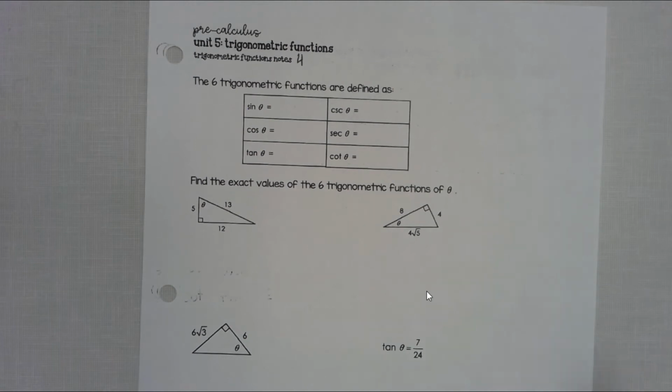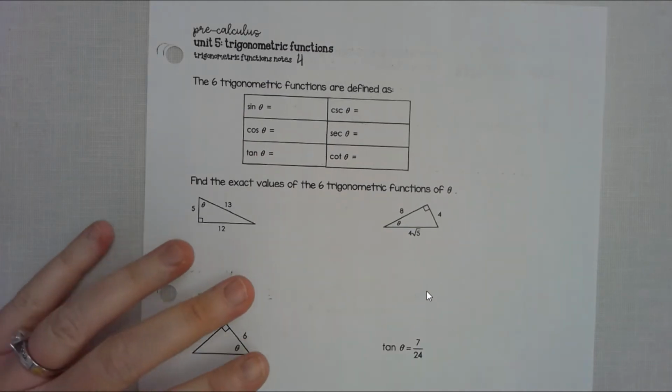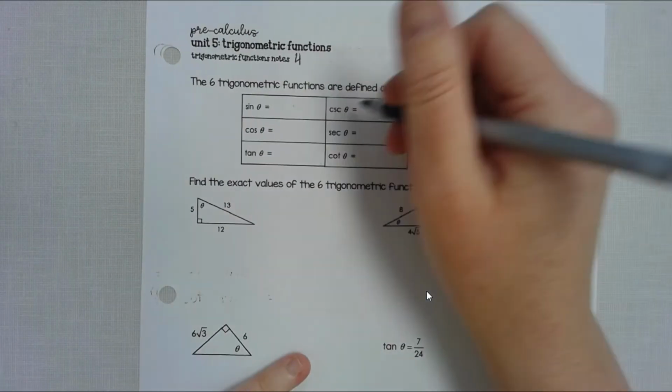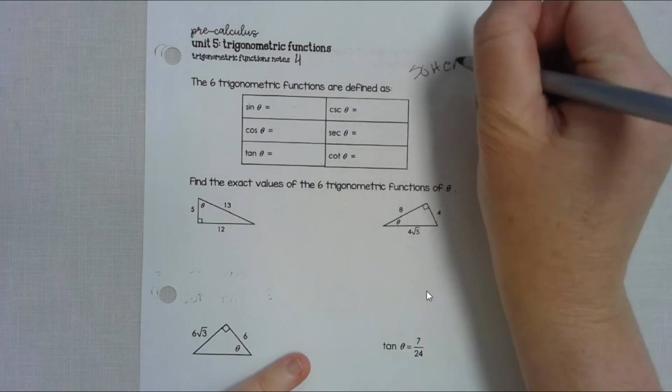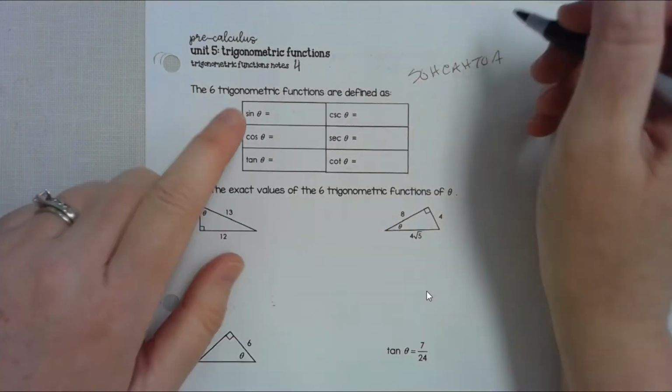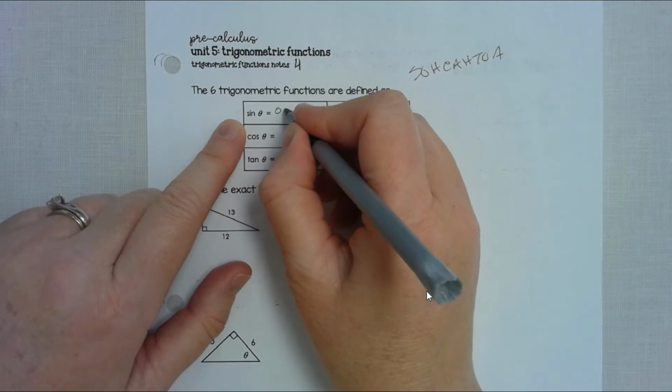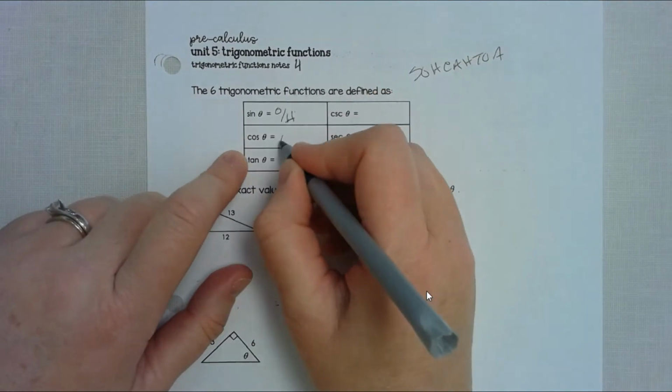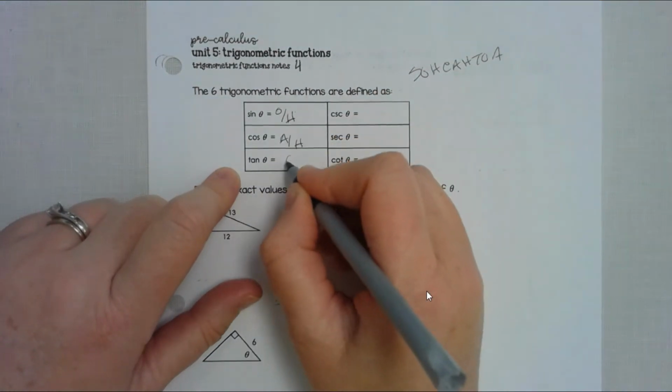All right, so today we're going to be talking about trigonometric functions. And so hopefully you remember from geometry and last year that we have the thing that's called SOHCAHTOA. So sine is going to be your opposite over your hypotenuse. Cosine is your adjacent over hypotenuse, and tangent is opposite over adjacent.